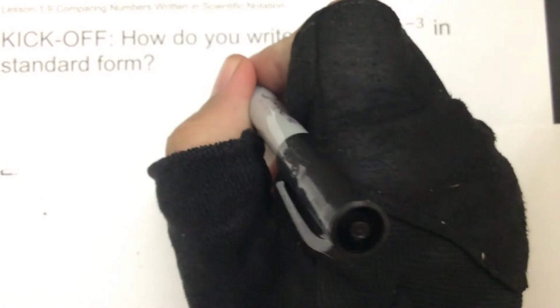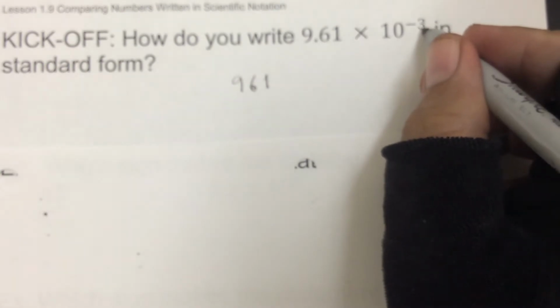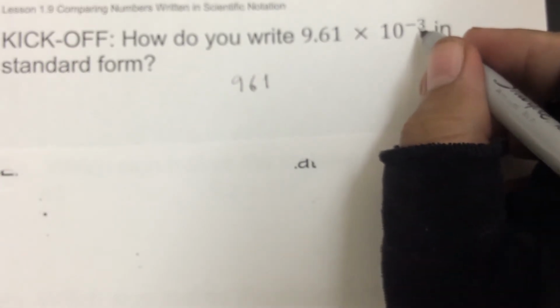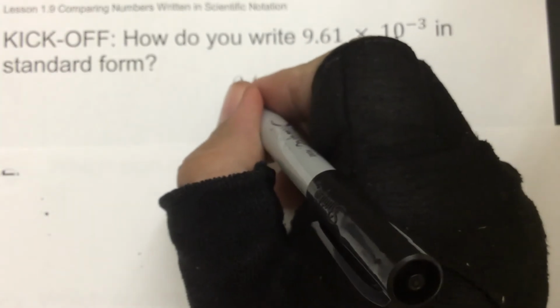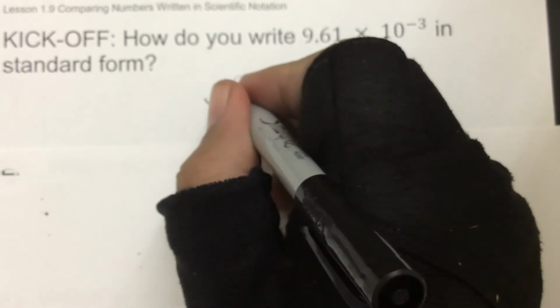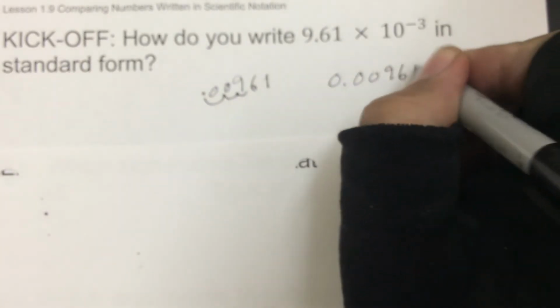Before we do that, if we do the kickoff here, if we rewrite this, start by writing your 9, 6, 1, those three non-zero numbers that we have in front here. The -3 means we're going to make it smaller, so we're going to make the decimal go to the left, and we're going to move it 3 times. So once around the 9, 2, 3, so we're going to add 2 zeros here. So we're going to be at 0.00961.